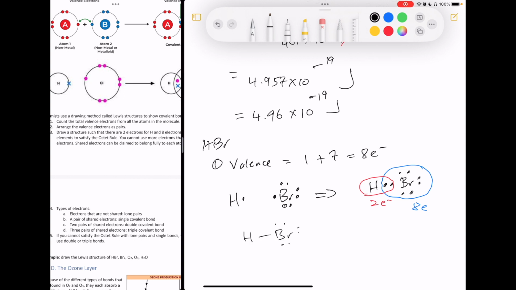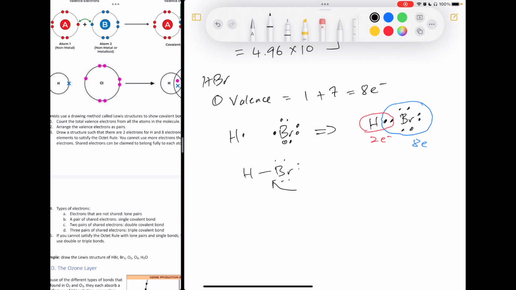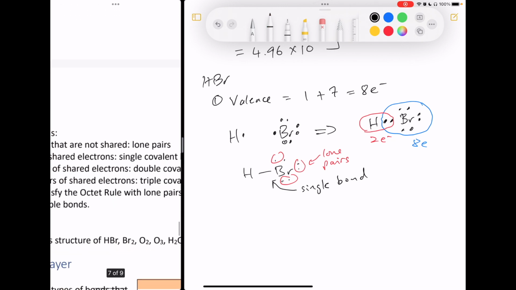Typically, a bond is illustrated using a line. And so that's the correct Lewis structure for HBr. That's a single bond. These 3 here are what we call lone pairs. They are electron pairs that are located on a specific atom. Okay, let's take a look at Br2.